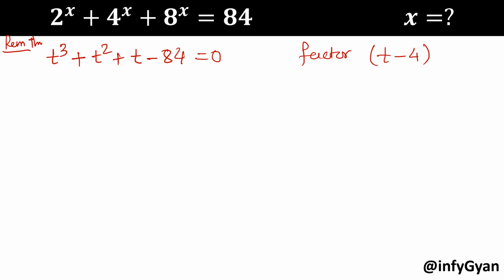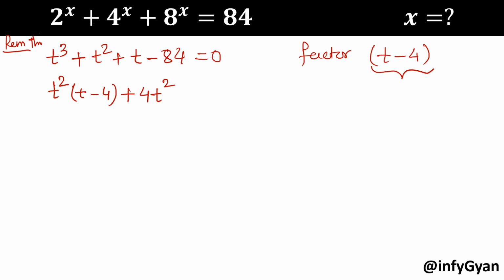We just decrease the maximum power by 1. Means t cube will be written as t square. Decrease that power by 1, it will become t square. Now that extra t which is left will be replaced by the factor, that means t minus 4. Now you can see t square into t, the product is t cube. What extra have you added? That is minus 4t square. So to compensate for that, you have to write plus 4t square.